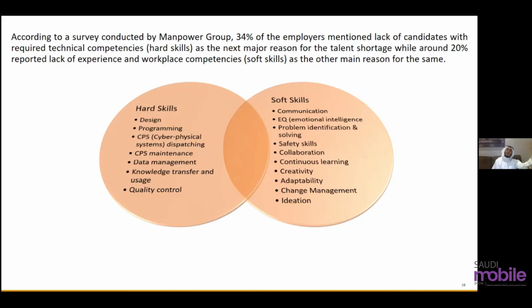It is not enough to have programming skills or data management skills or quality control without having good skills in communications, in problem identification and solving, in continuous learning, in creativity, change management, and ideation.